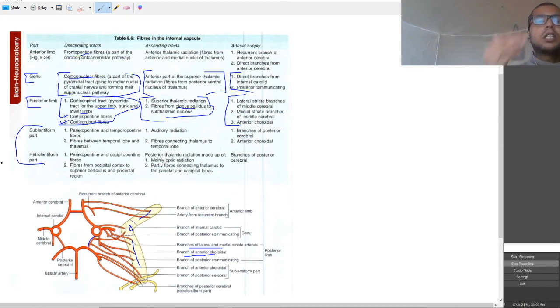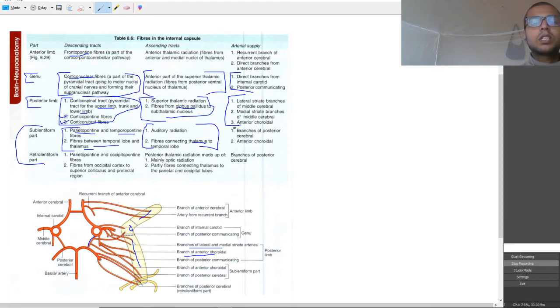Now let's talk about the sublentiform part. It means under the lentiform nucleus. What are the descending tracts? Here you can see parietopontine fibers and temporopontine fibers, from the parietal lobe to the pons and from the temporal lobe to the pons, and fibers from the temporal lobe to the thalamus. Regarding ascending tracts, here you can see the auditory radiation and fibers connecting thalamus to temporal lobe. So these are ascending and descending tracts.